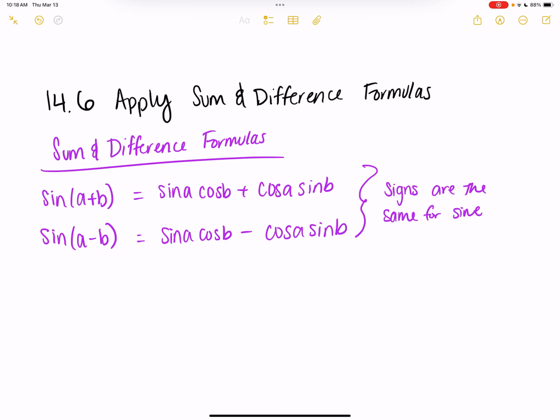Is this something we're going to need to memorize? Yes, there will be 6 of them. Tangent will be the worst one.